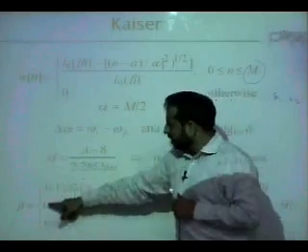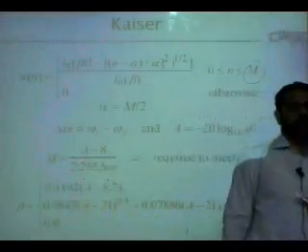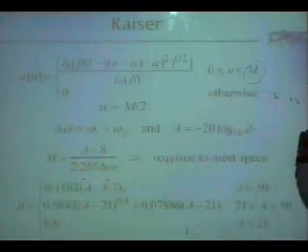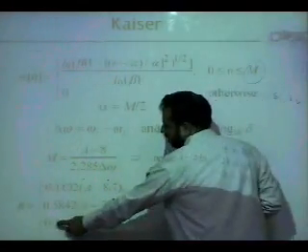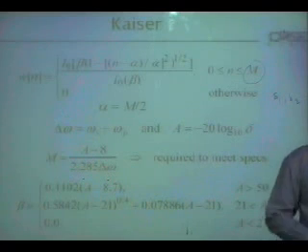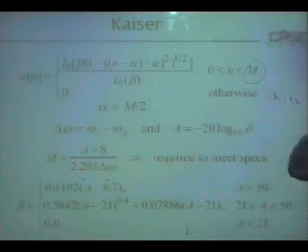So this beta value determines what type of window you want. A beta of 0 means a rectangular window. As the beta value increases, you are moving away from a rectangular window.